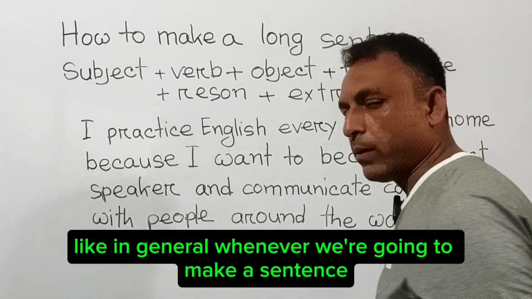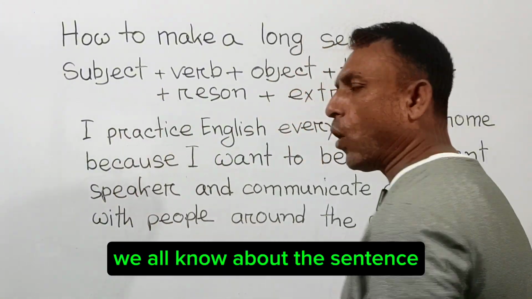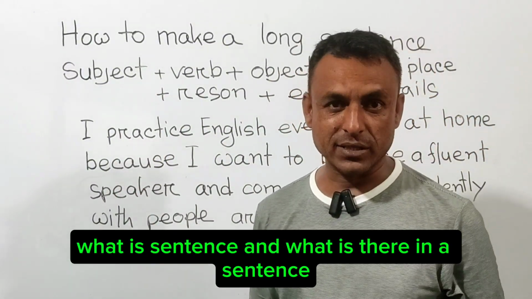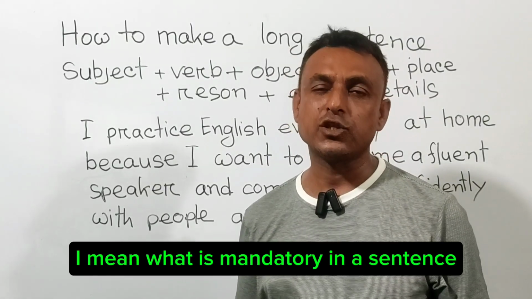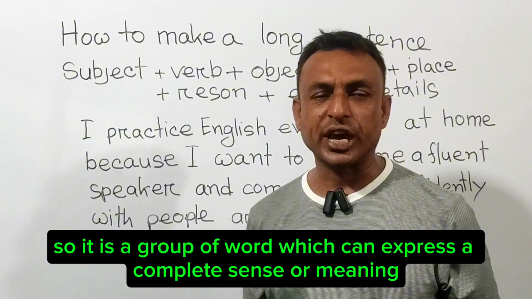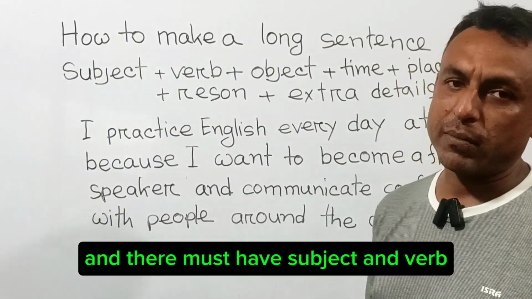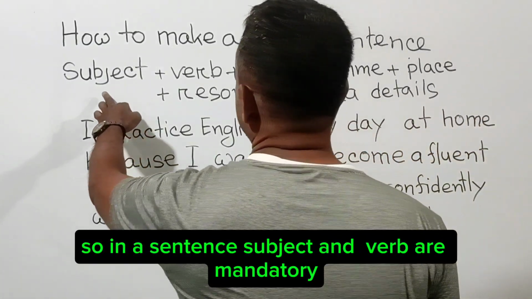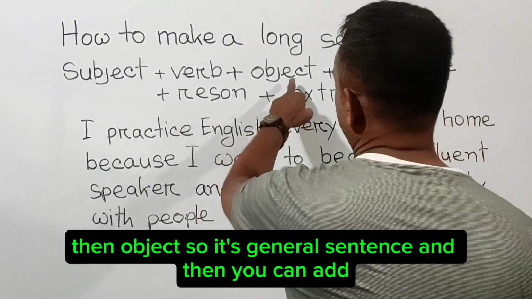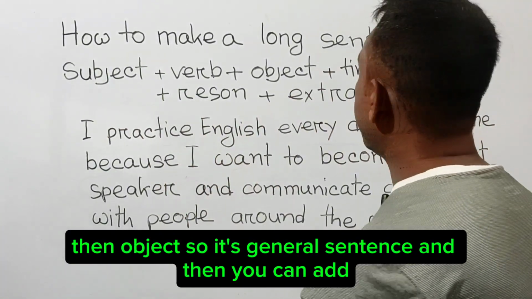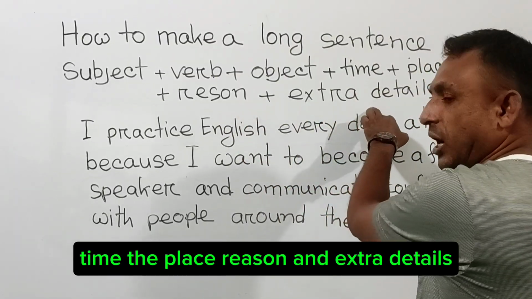Like in general, whenever we are going to make a sentence, we make a sentence with subject, verb, object. We all know about the sentence. What is a sentence and what is mandatory in a sentence? It is a group of words which can express a complete sense or meaning, and there must be a subject and verb, then object. Okay. So, in a sentence, subject and verbs are mandatory. Then object. So, it's a general sentence, and then you can add time, place, reason, and extra details.